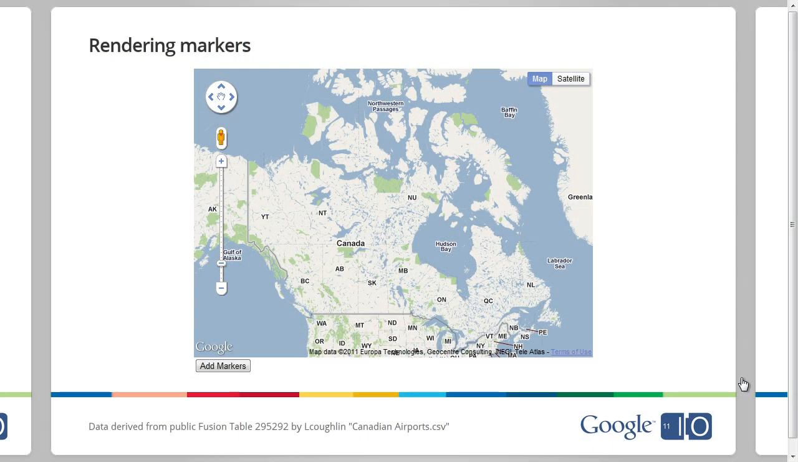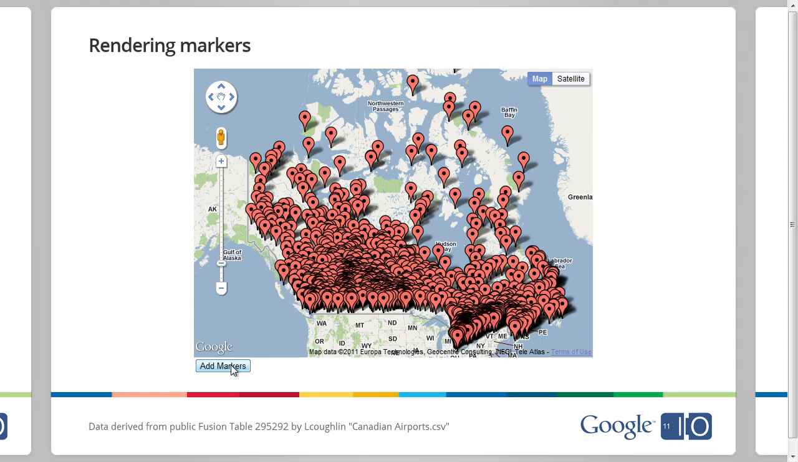So on this map, I'm going to draw approximately 1,200 markers, which represent the location of Canadian airports. Susannah, will you do the honors? Yes. 1 Mississippi, 2 Mississippi, 3 Mississippi, 4. Maybe 3.5 Mississippis? So it takes a long time to render those on the map.